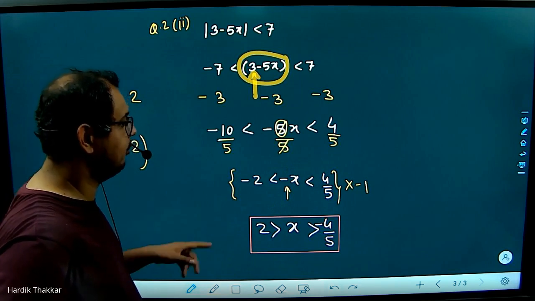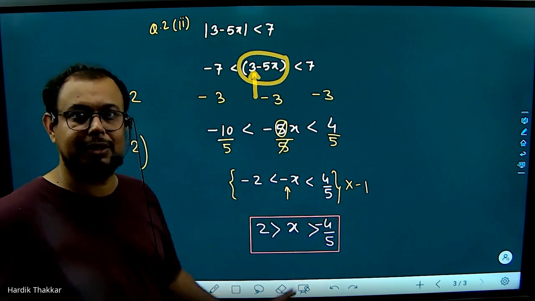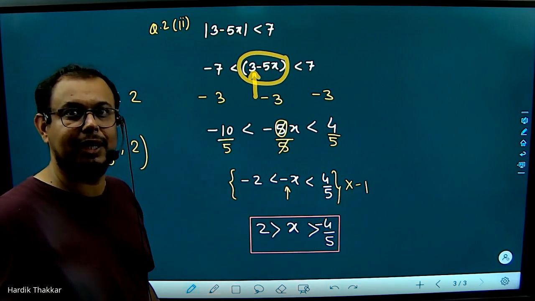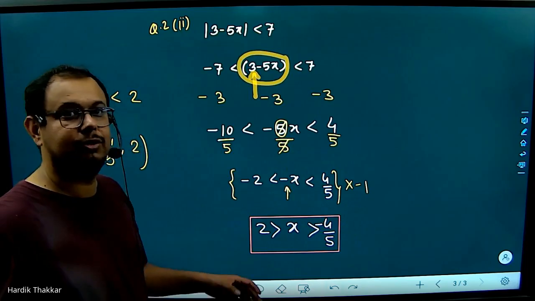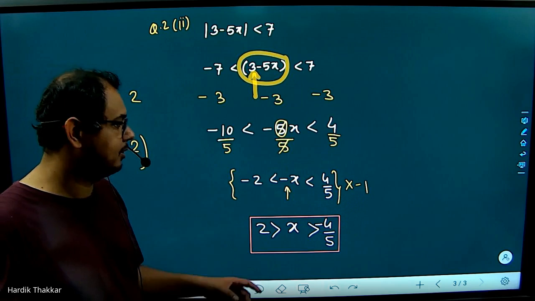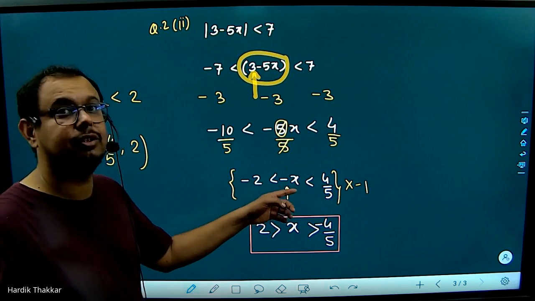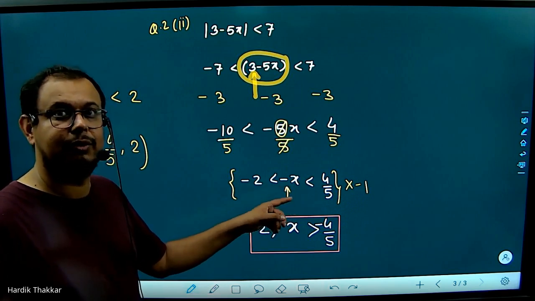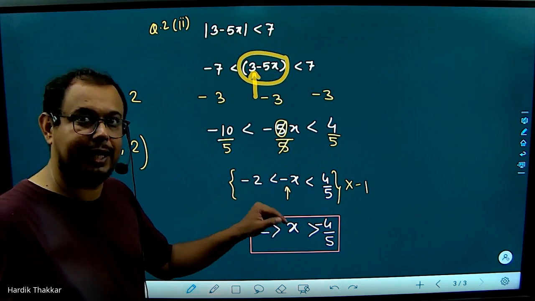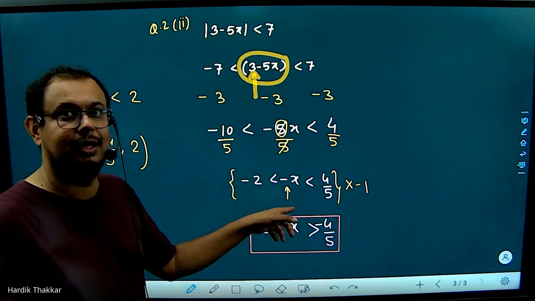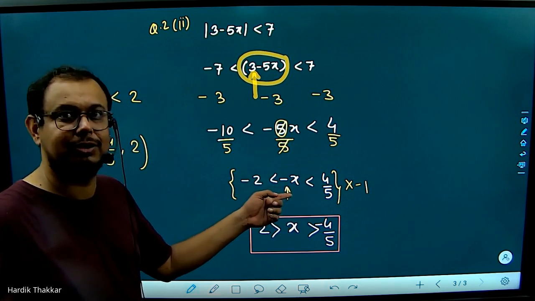Actually, what we are doing, we are multiplying this complete inequality with minus 1. Like our x should never be negative. No, because we have to find the values of x. Here we are getting the values of minus x. So we are supposed to find the value of x, not the value of minus x. That's why we have to make this term positive.